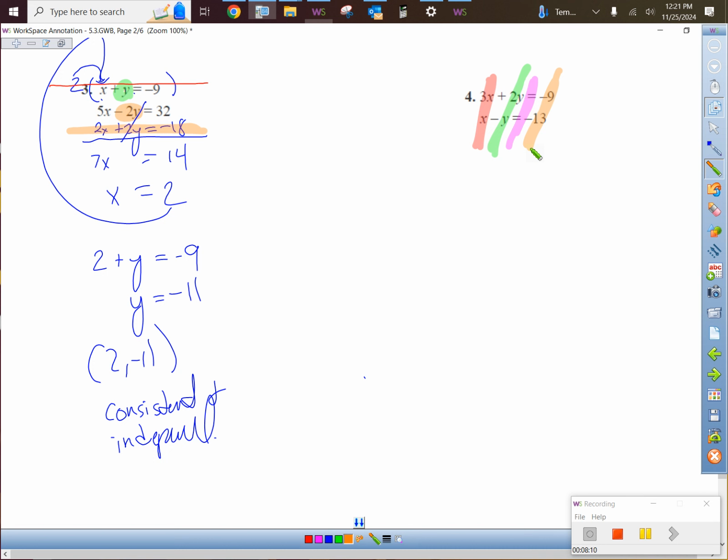I know they're a little slanty, but you know what I mean, they're on top of each other. Are we cool with that? So they are lined up. Who do you want to cancel? Do you want to cancel the x's, or do you want to cancel the y's? Because if I add them together right now, this doesn't add up to be nothing.